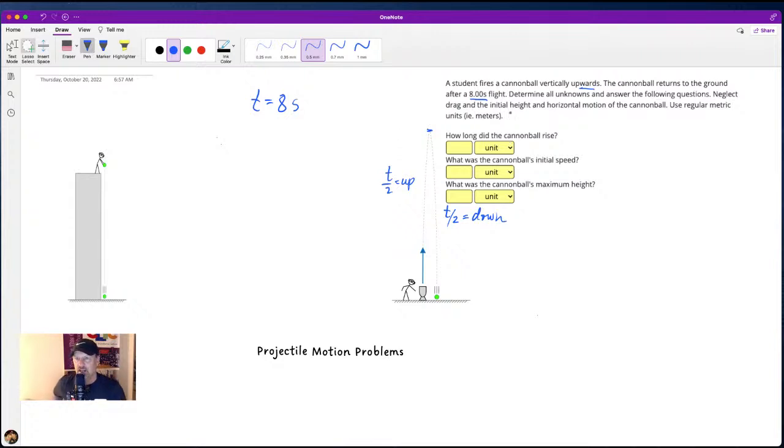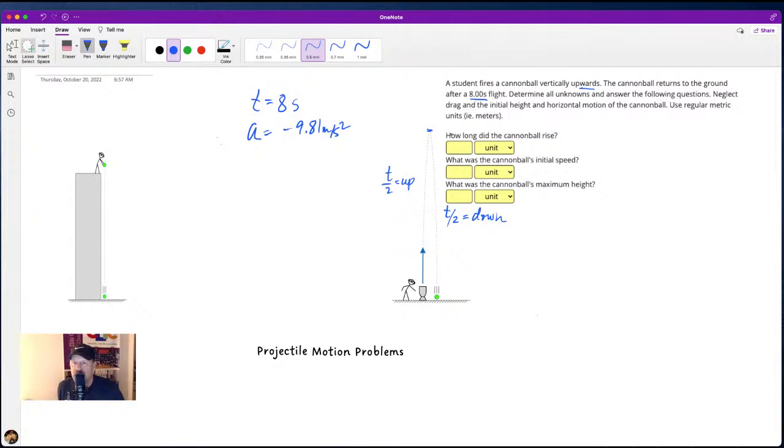All right, so we're going to get to that in just a minute. Determine all the unknowns and answer the following questions. Neglect drag and the initial height. Okay, so what else do we know? Acceleration is negative 9.81 meters per second squared, and that is acceleration due to gravity. Okay, so g.